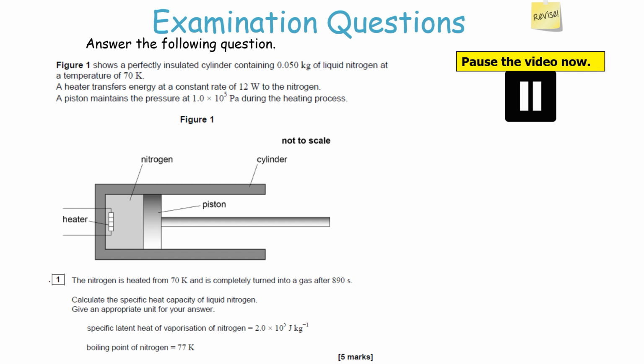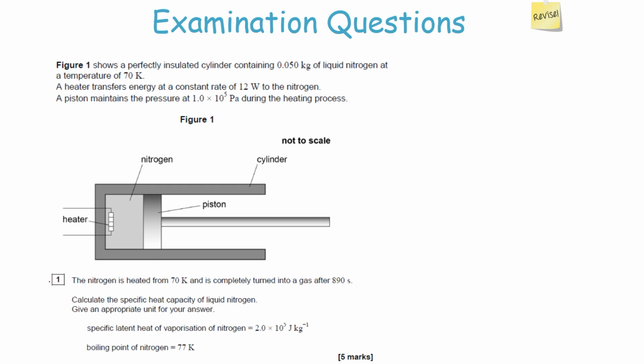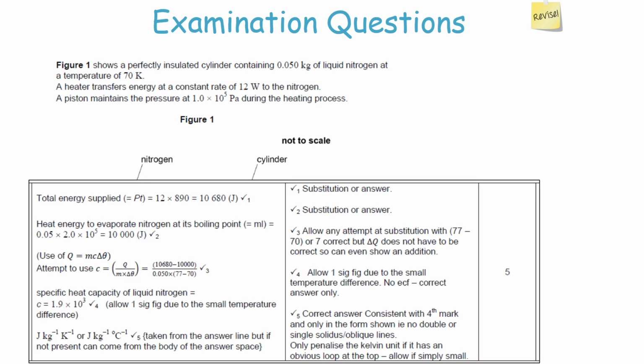So let's go through our answer to this question. So what do we know? Well, firstly, we can work out the energy which is being provided into the gas when it's being heated, by using the equation energy is equal to power times time. Remember, if you're given a power, you can work out the energy by doing energy equals power times time. So the first thing we do is 12 times 890, and that gives our energy going in to be 10,680 joules.